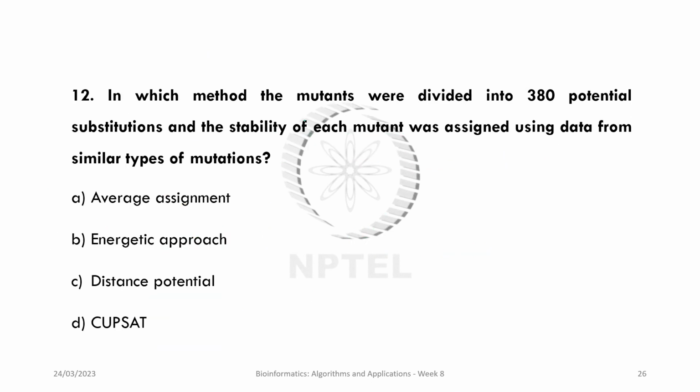In which method the mutants were divided into 380 potential substitutions and the stability of each mutant was assigned using data from similar types of mutations. Which approach are they talking about? A. Average assignment, B. Energetic approach, C. Distance potential, and D. CUPSAT. Thank you, Nagamani.